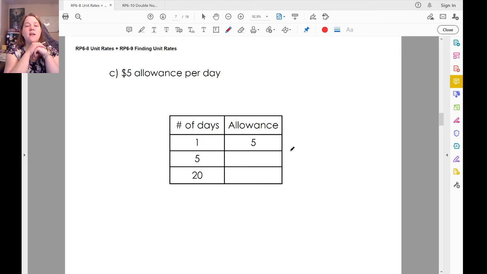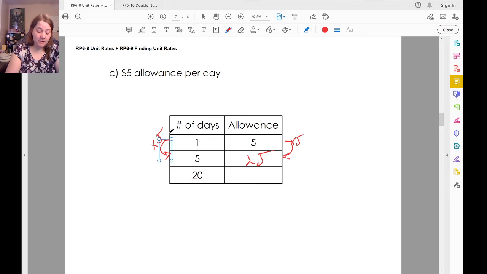If I get $5 of allowance per day, and I want to figure out how much money I am going to make in the long run here. How much money will I make in the average school week? What about 5 days? Let's go ahead and multiply 1 times 5 to get 5. So then we do 5 times 5 to get $25 in 5 days. That's pretty good.